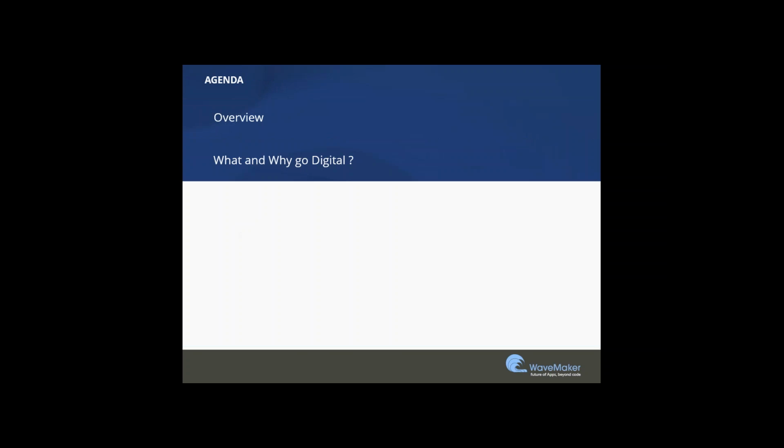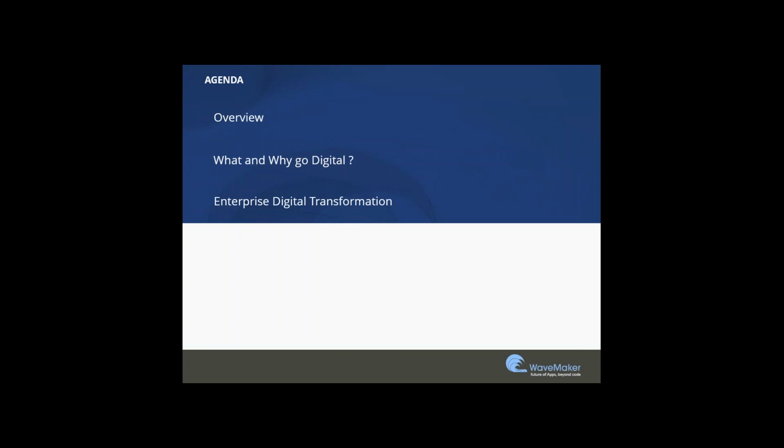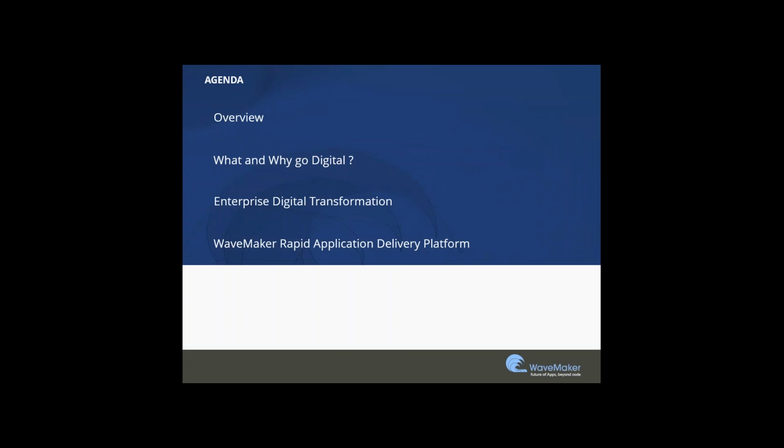In terms of the agenda, we're going to talk about an overview of WaveMaker. We'll then talk about what it means to be a digital business, and we'll talk about the history of digital business in order to understand the digital transformation story better. We'll then talk about an enterprise digital transformation in terms of the capabilities that an enterprise requires from a technology platform that is looking to transform itself digitally. In that regard, we'll talk about WaveMaker's rapid application delivery platform and how WaveMaker's RAD tool can be used to create digital apps in minutes.